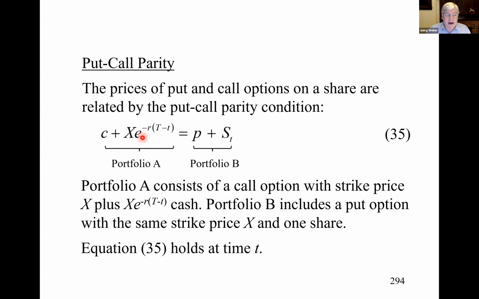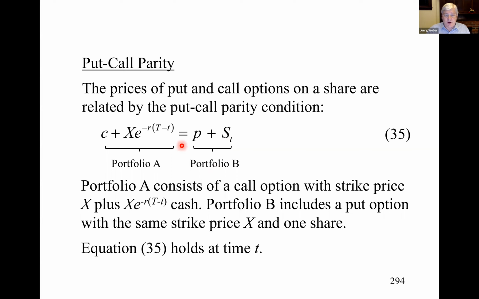So if the strike price is $50 on that call option, then you discount this by the interest rate over the time interval from small t to big T. So maybe then you have here $49 and something in cash. On top of it, you have the call option. And this must be equal to the value of the put option and the value of the underlying share. That would be portfolio B.